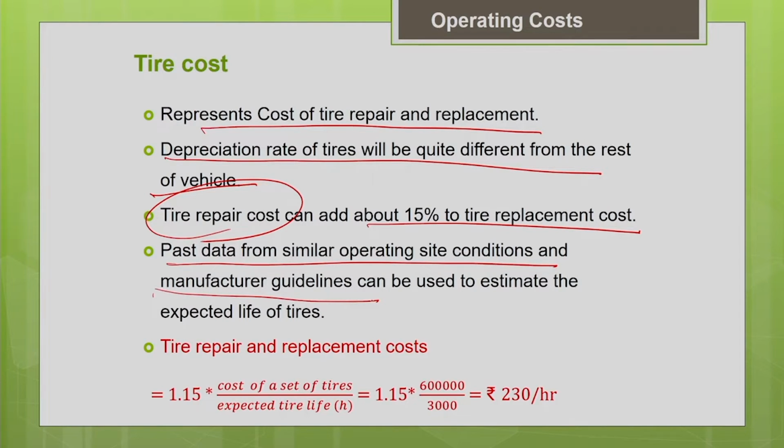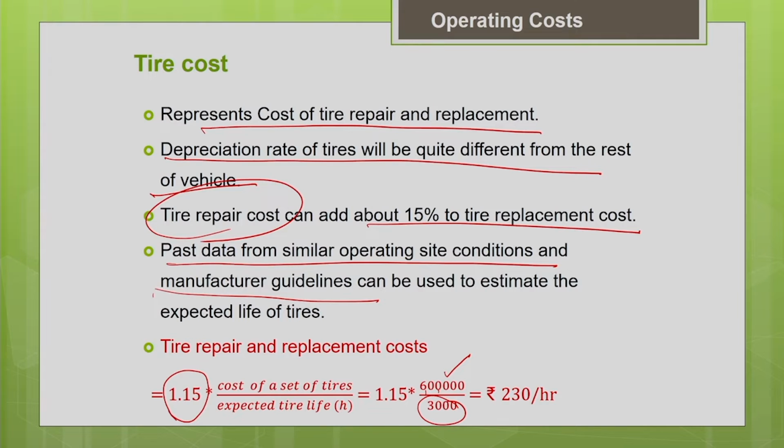Now, let us see how to estimate the tire repair and replacement cost for the previous problem. I am assuming that the repair cost will add 15% to the tire replacement cost. So, I multiply 1.15 with the tire cost. The cost of the set of tires is known to you, it is 6 lakh divided by the life of the tire, 3000 hours. So, it will depend upon the operating condition.